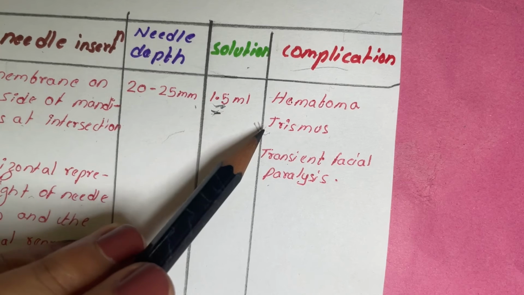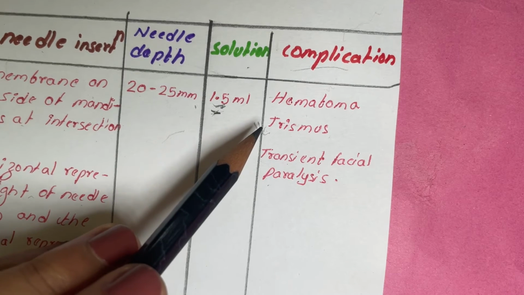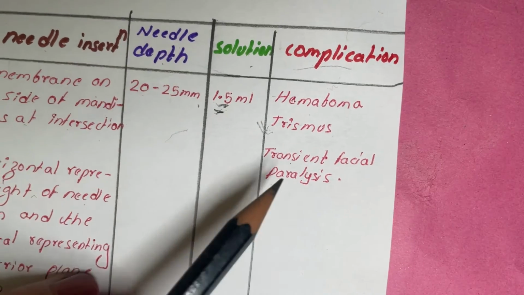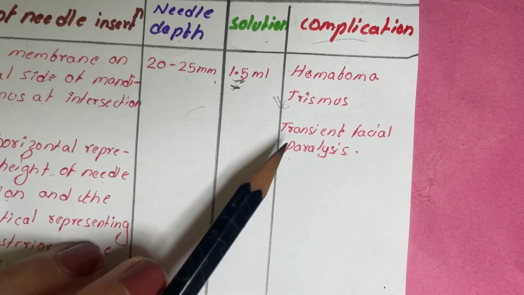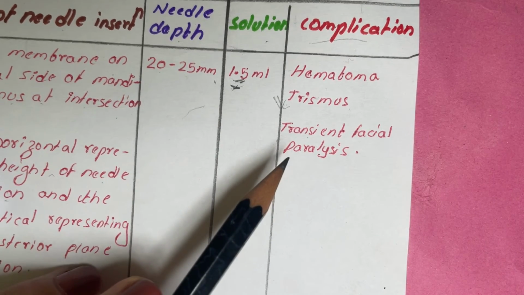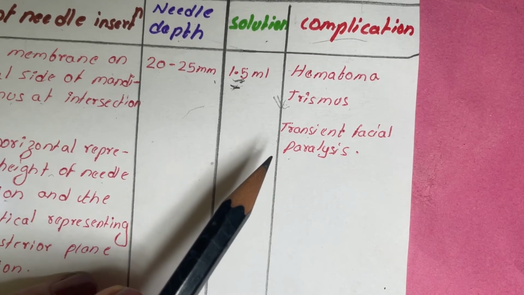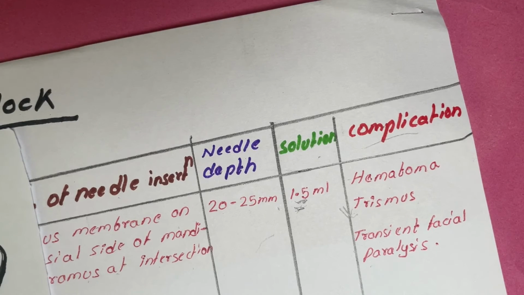Another one is trismus. A slight degree of soreness when opening the mandible is extremely common after inferior alveolar nerve block. And another one is transient facial paralysis. It is produced by the deposition of local anesthesia into the body of the parotid gland, blocking the 7th cranial nerve. That's it for inferior alveolar nerve block.